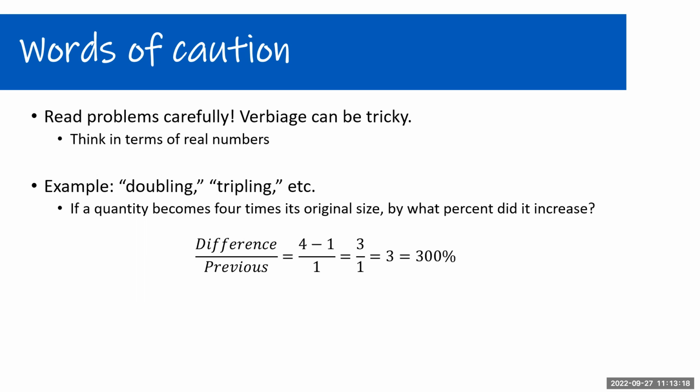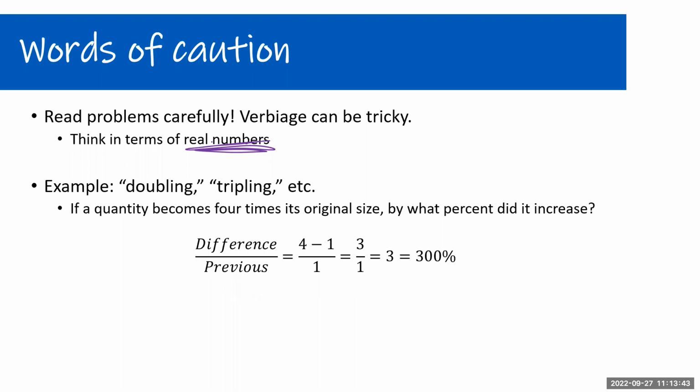So if a quantity becomes 4 times its original size, by what percent did it increase? This is where we want to think in terms of real numbers, okay? Pick something like 1 and 4. Pick something, you know, you say, oh, if something becomes 4 times its original size, maybe it started at 20 and now it's going to be 80.